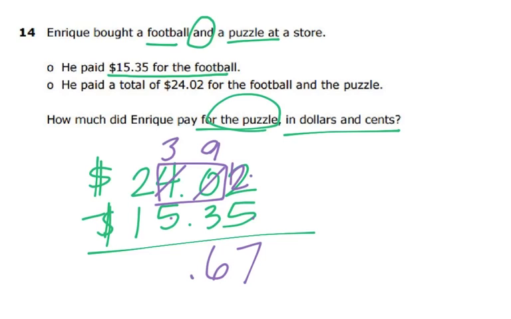3 minus 5, I can't do that. I come next door, make that a 1, and I make 3 a 13. 13 minus 5 is 8. 1 minus nothing is 0. So $8.67.